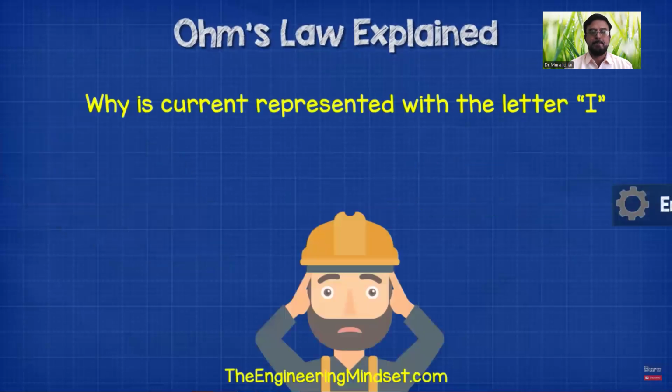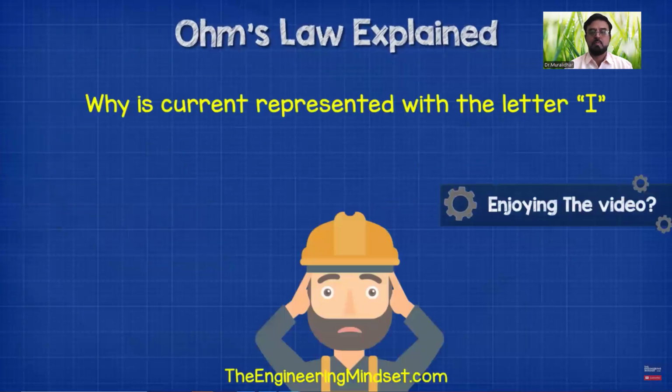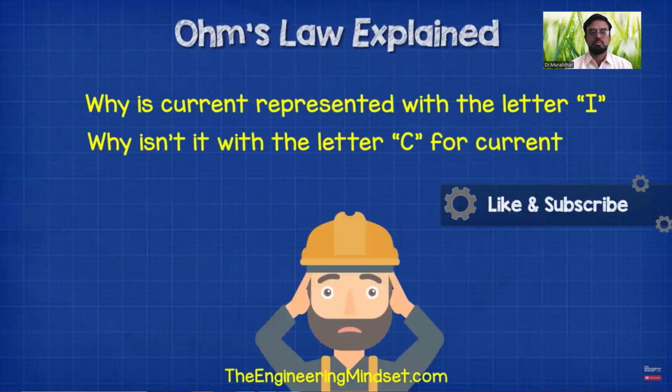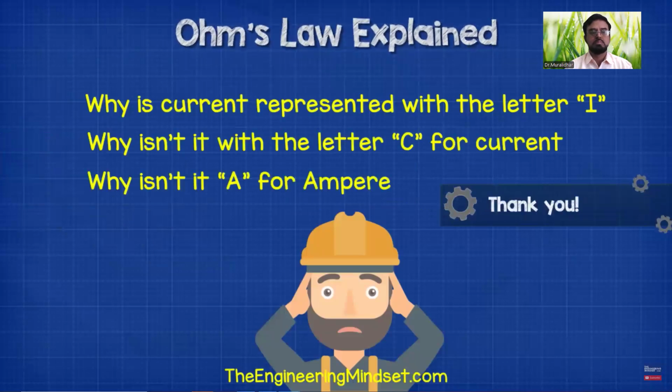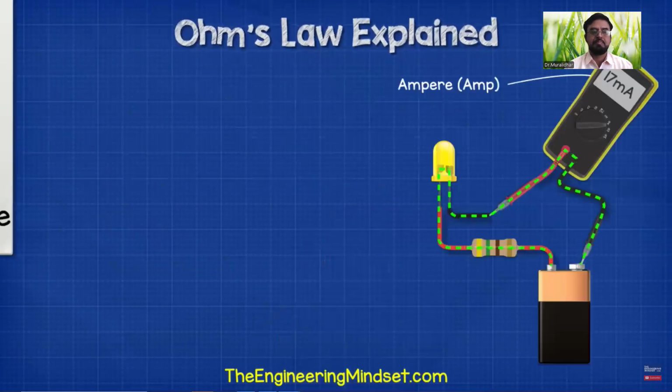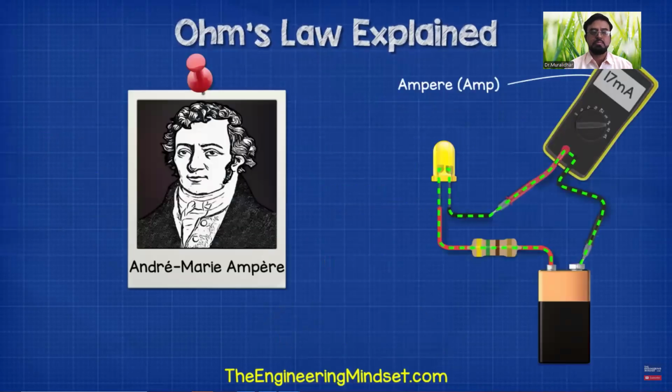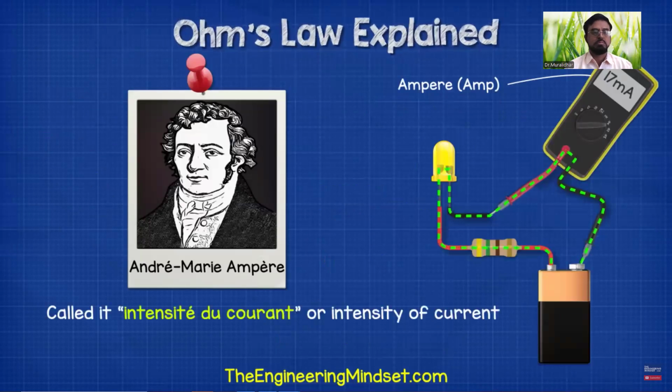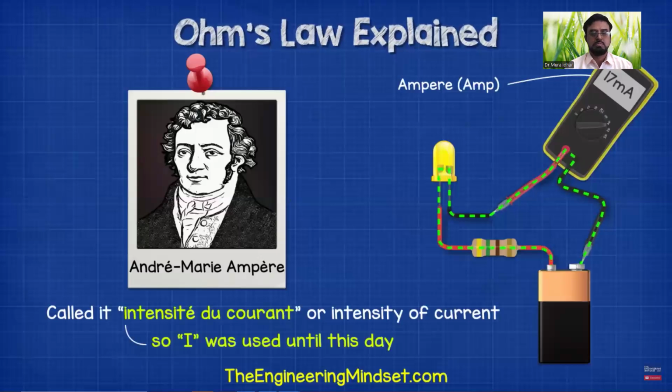Now I know what you're thinking, why is current represented with the letter I and not a C for current, or even a letter A for the unit of ampere? Well, the unit of current is the ampere, or the amp, and this is named after André Ampère, a French physicist. A couple of hundred years ago, he undertook lots of experiments, many involved varying the amount of electrical current. So he called this intensité du courant, or the intensity of current. So when he published his work, they took the letter I and it became standard until this day.